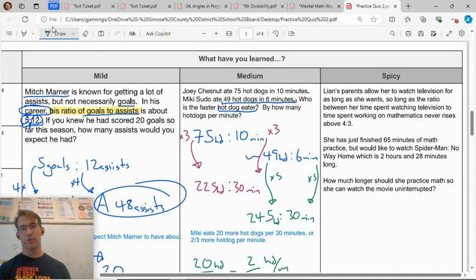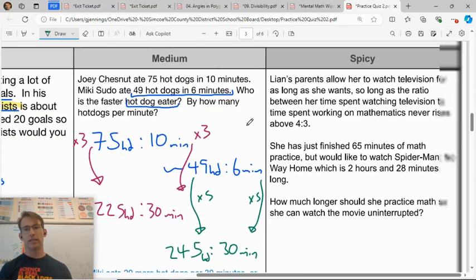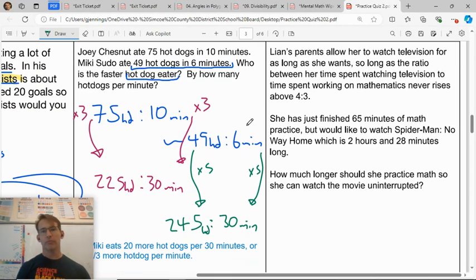He got banned. Got banned? Was he using performance-enhancing hot dogs? He got banned probably because he was too good. Oh, I see. Okay.